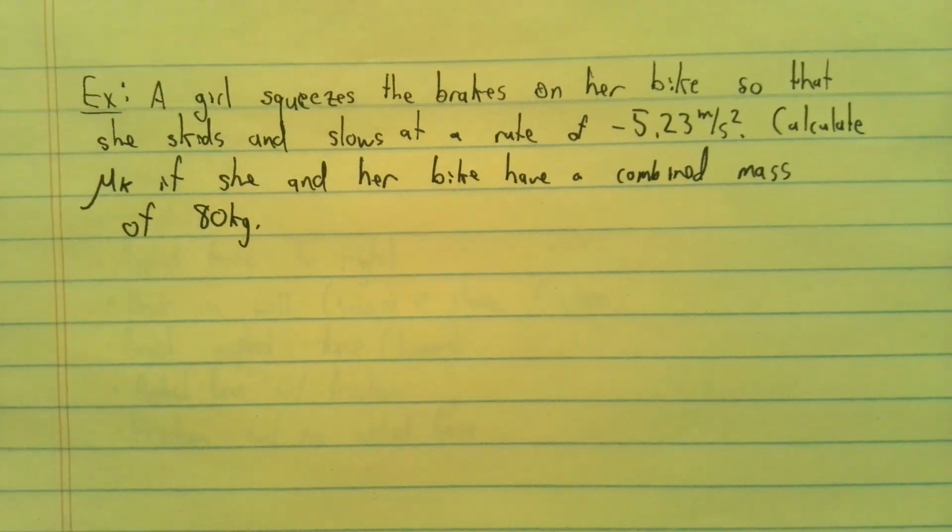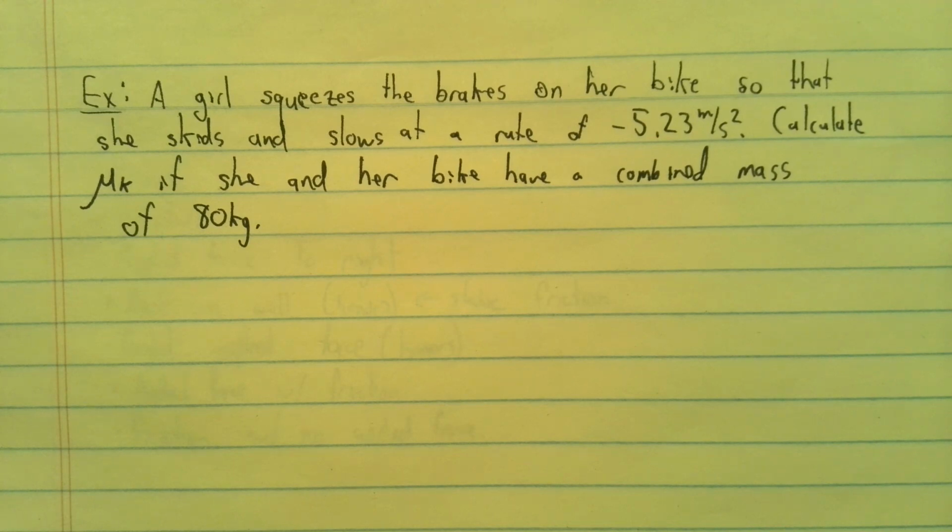A girl squeezes the brakes on her bike so that she skids and slows at a rate of negative 5.23 meters per second squared. Calculate mu k if she and her bike have a combined mass of 80 kilograms.